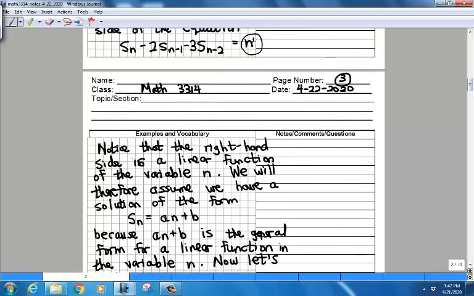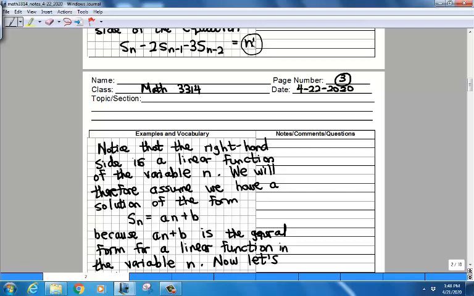Linear functions have this form, correct? You're going to have a constant times the variable plus a second constant. This constant you usually call the slope, and this constant you know is the y-intercept, correct? If you were to make a graph of this linear function. But in general, this is what linear functions look like, where n is the variable and a and b are constants.